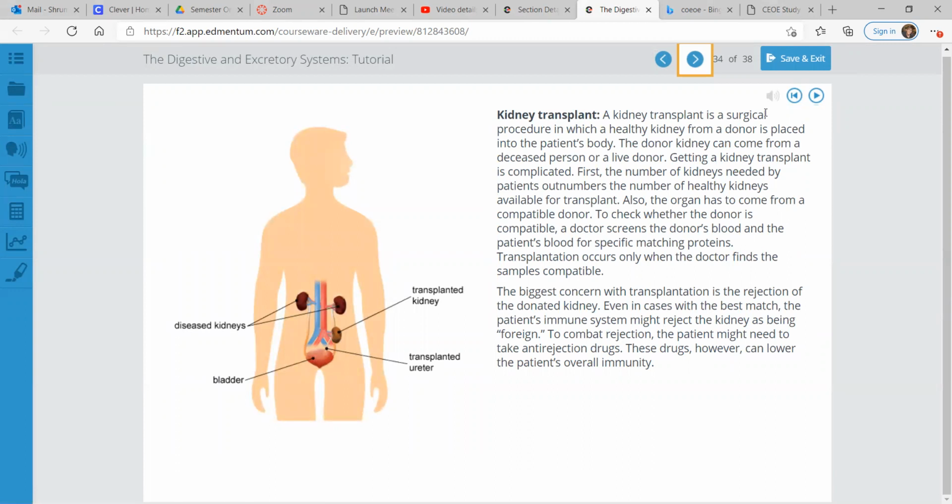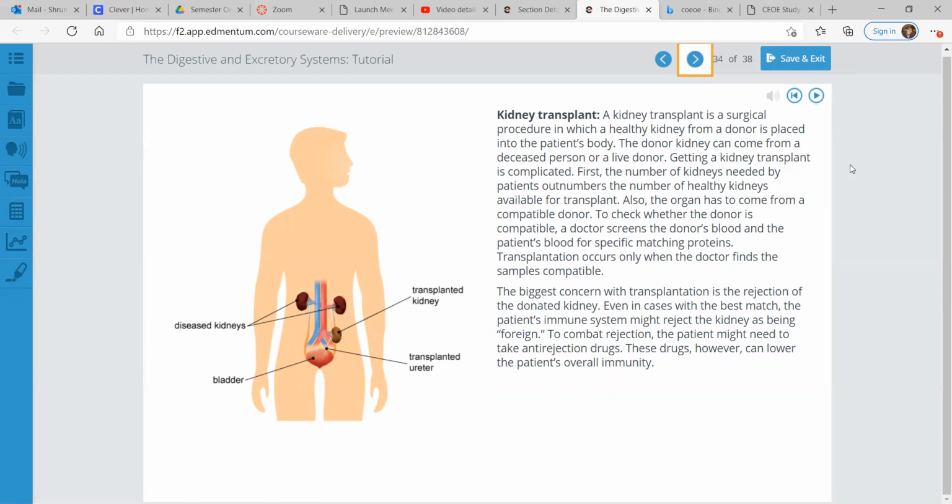And a kidney transplant is a surgical procedure in which a healthy kidney from a donor is placed into the patient's body. The donor kidney can come from a deceased person or a live donor. Getting a kidney transplant is complicated. First, the number of kidneys needed by patients outnumbers the number of healthy kidneys available for transplant. Also, the organ has to come from a compatible donor.